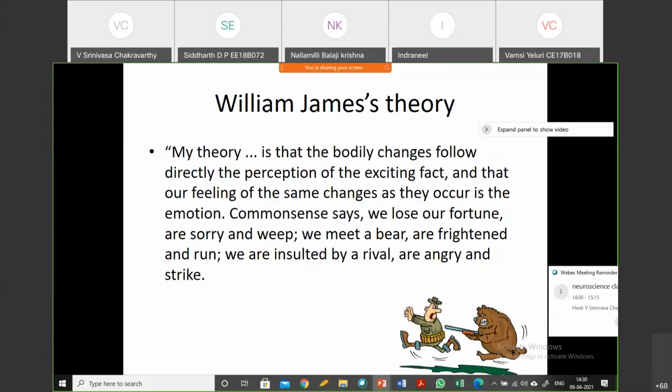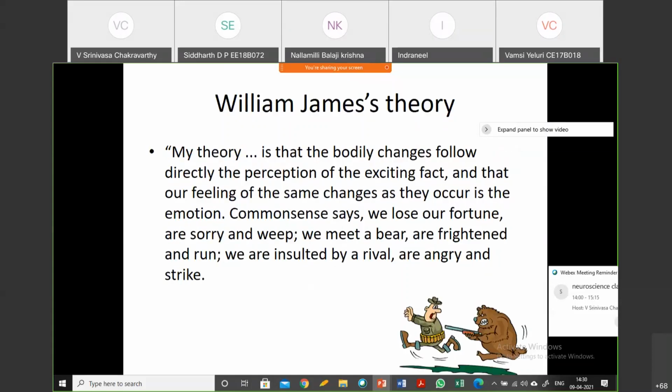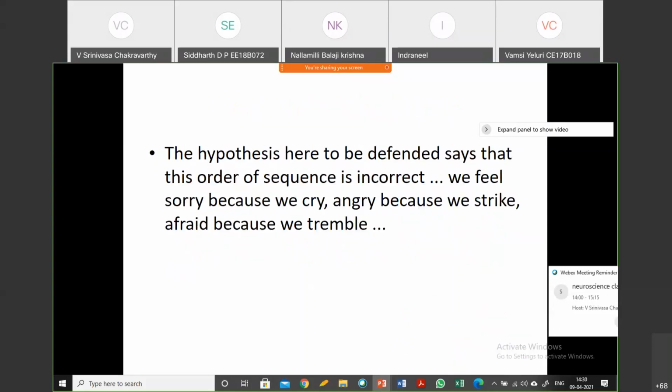So according to common sense, the cause and effect relationships are like this. Something bad happens and we feel sorry and start crying. Or we see a bear and we are afraid and start running. Or somebody insults us and we are angry and therefore we hit back. So the sequence is a stimulus, then an emotion response to that, and then the physical response. That is the normal sequence. Whereas he says that's not like that.